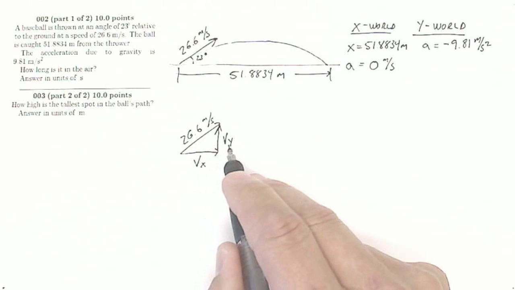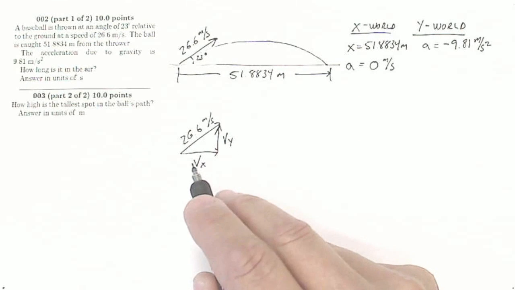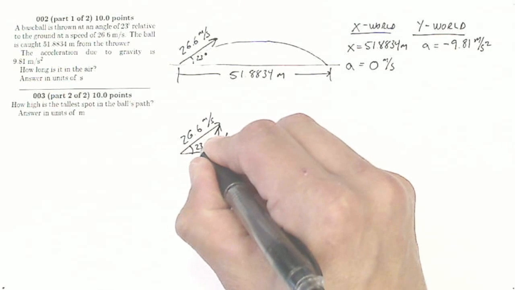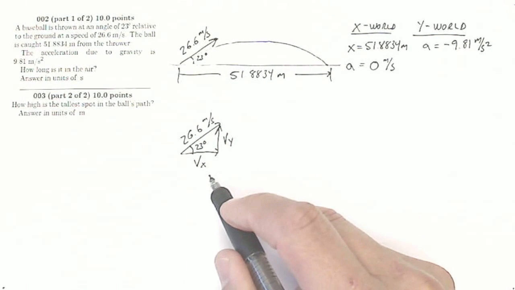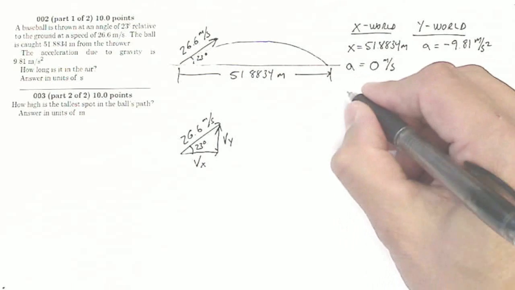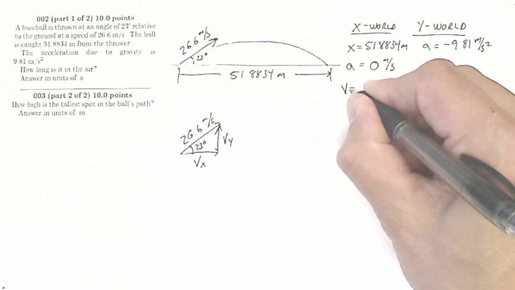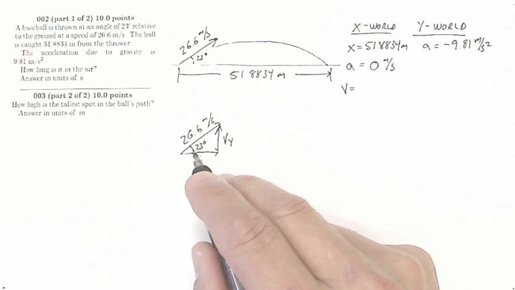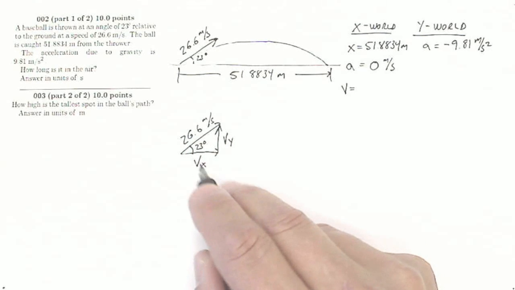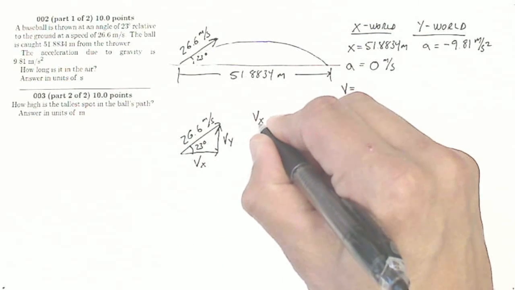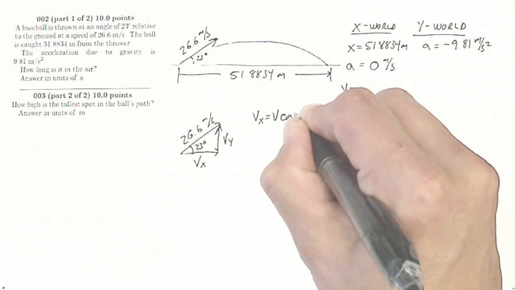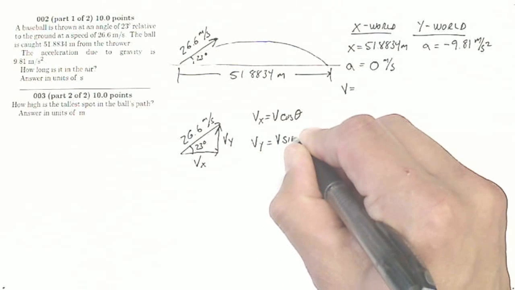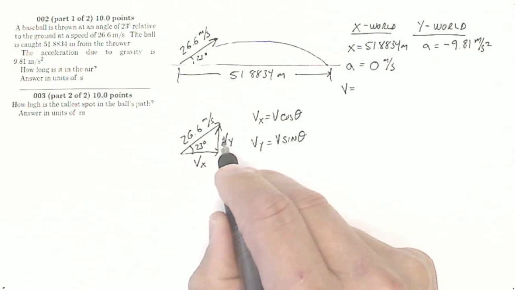This will be my initial y velocity. This will be my initial and final and all the time x velocity. So this is 23 degrees. I've got myself a right triangle here. So my velocity in the x world is going to be this velocity times the cosine of theta because x is adjacent. So I know that Vx is going to be V cosine theta and that Vy is going to be V sine theta because y is opposite.